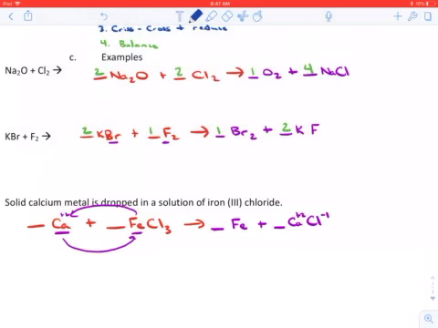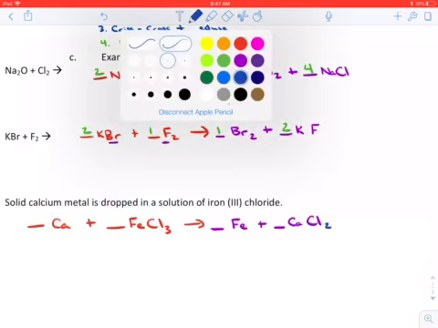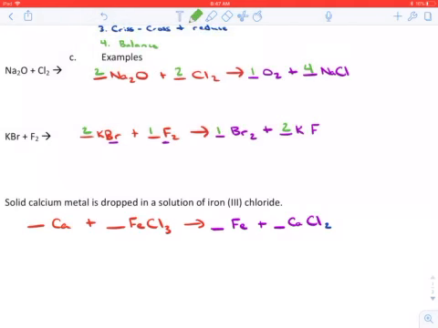So step 3 says to crisscross and reduce. So we've got to put a 2 there, 1 there. So our formula for calcium chloride is CaCl2. Lose our charges there. And our last step says to go back and balance. So currently we have 1 Ca, 1 Ca, 1 Fe, 1 Fe, 3 Cls, 2 Cls. If we put a 2 there, that gets me to 6 Cls. And I can get to 6 Cls over here by putting a 3 there. Now I have 3 calciums, 3 calciums.